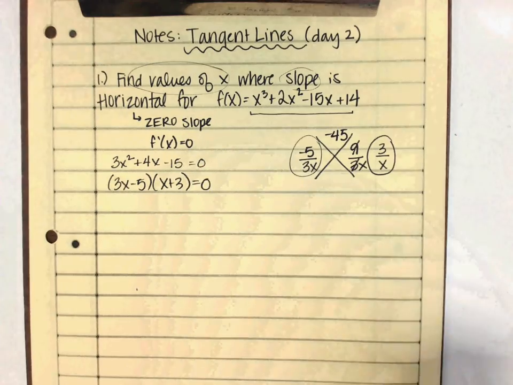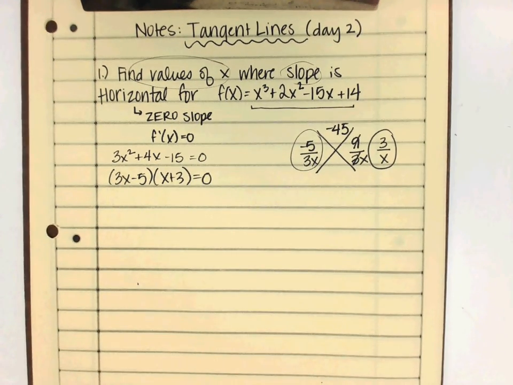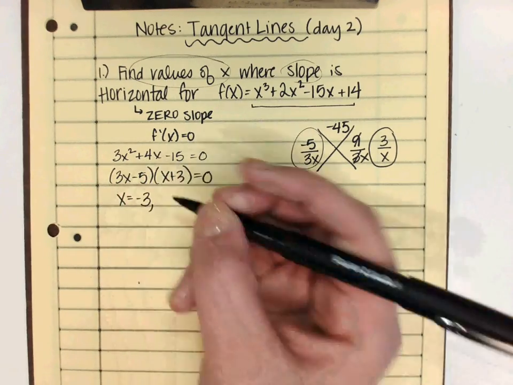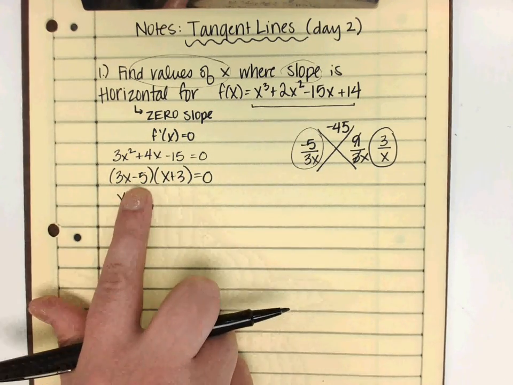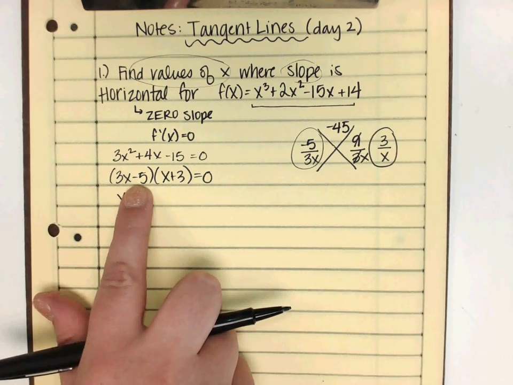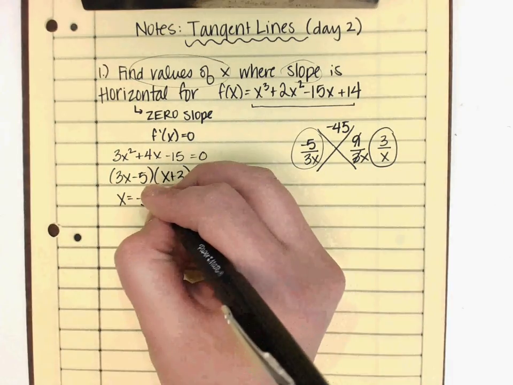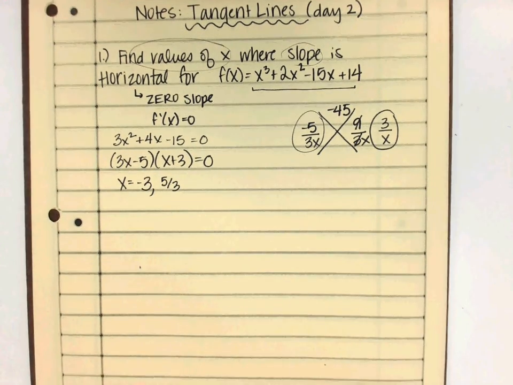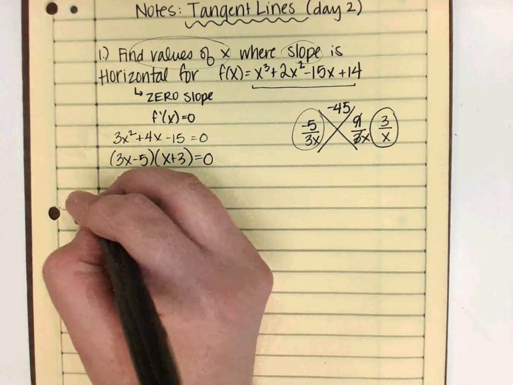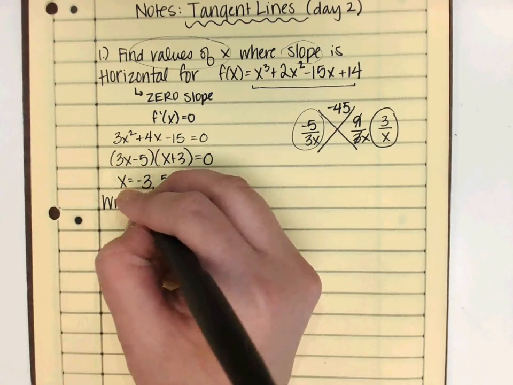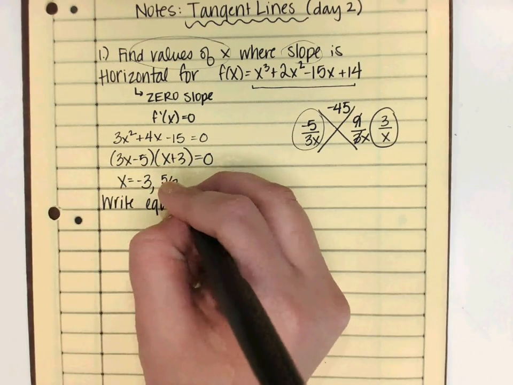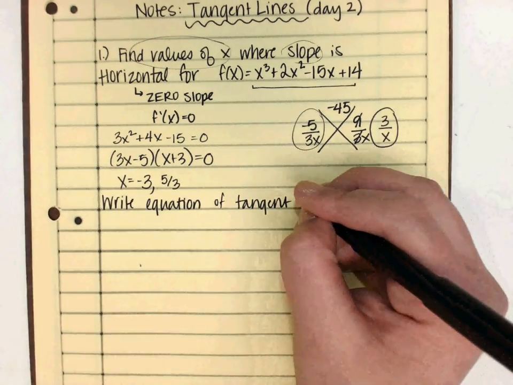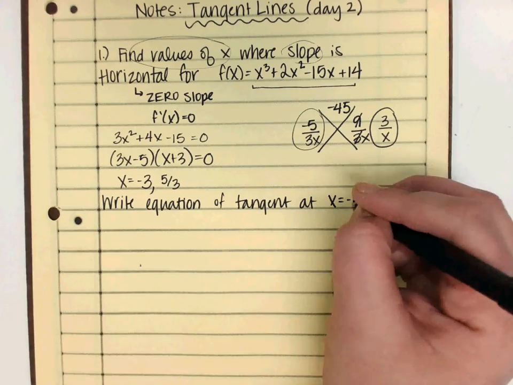Now, if those are my factors, what are my x values? Negative 3 for the whole number one. And for that one I switch the negative 5 to a plus 5, put it over 3. So 5/3. Make sense? Okay, now let's say that you were asked to write the equation of the tangent line at x equals negative 3. Just for fun.